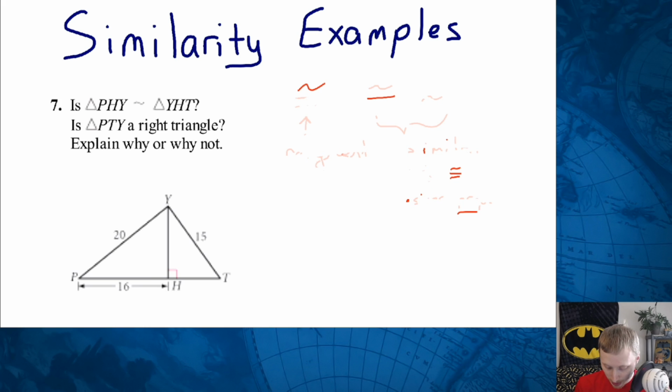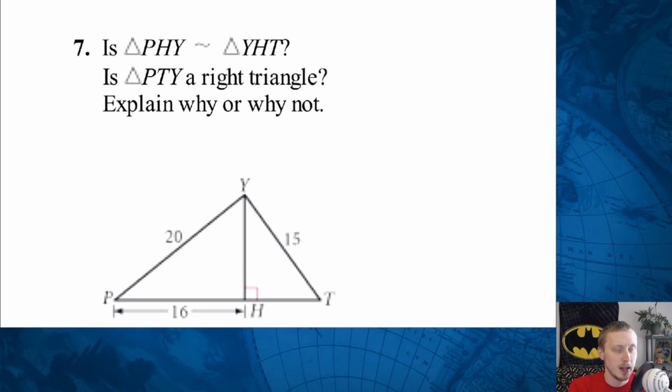All right, so let's take a look at this problem right here. This is number 7 from 11.2, and it asks, is triangle PHY similar to triangle YHT? Then we want to say, is triangle PTY a right triangle? Explain why or why not. So first of all, we're looking at triangle P to H to Y. So that's this guy. Is it similar to YHT? Is it similar to this one?